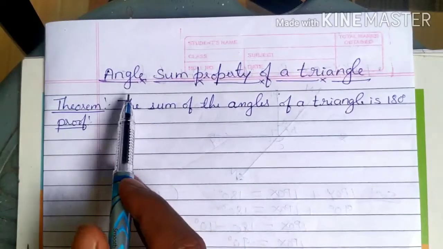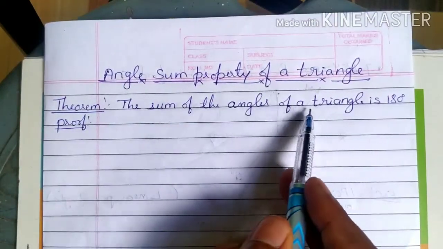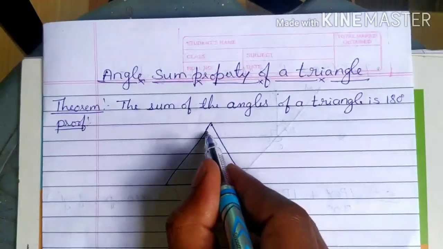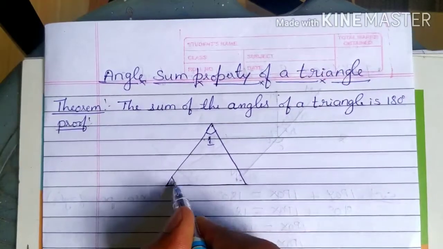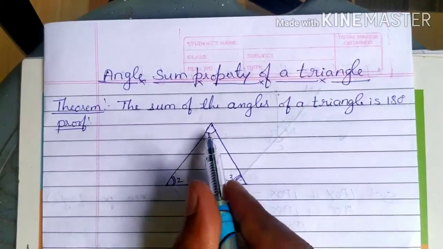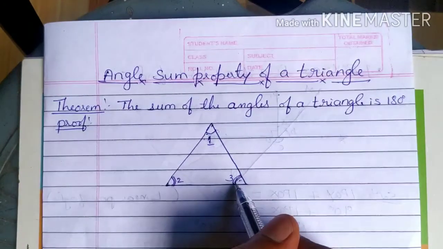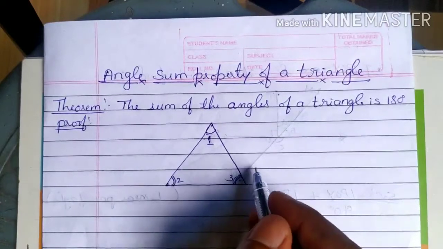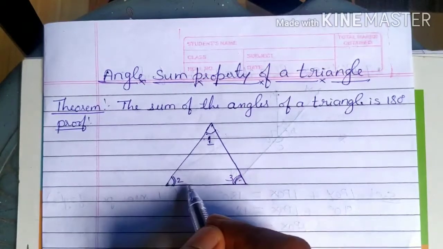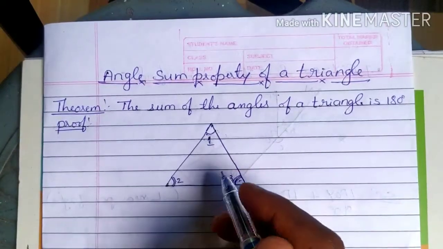Here we shall discuss the angle sum property of a triangle. The sum of the angles of a triangle is 180 degree. If you consider a triangle, then there are three angles, 1, 2, and this is 3. These symbols, one line, two lines, three lines, represent that those angles may be different or the same. Whenever you consider three angles, when you add those three angles, the sum is always equal to 180 degree. That is the statement of the theorem. We'll prove that.